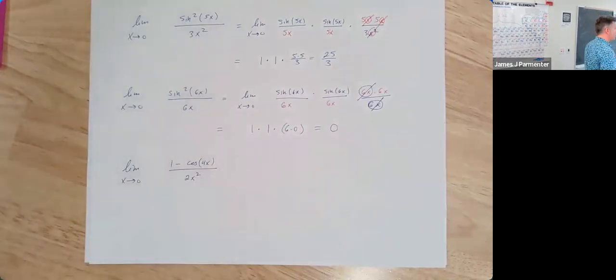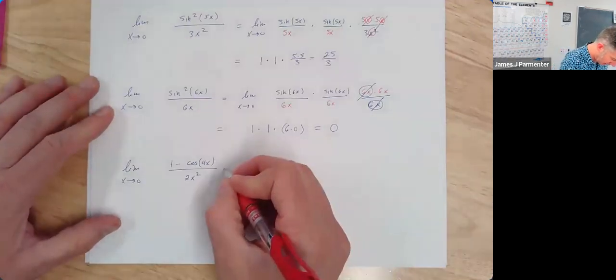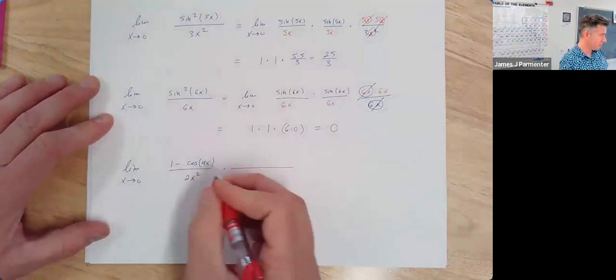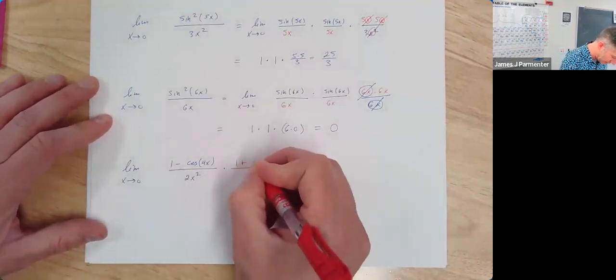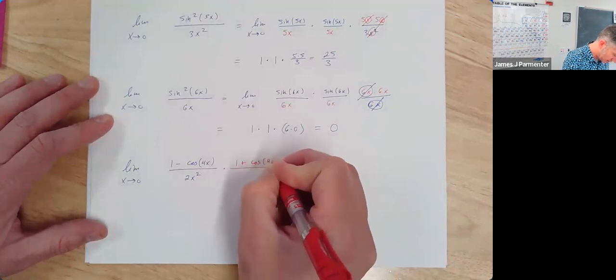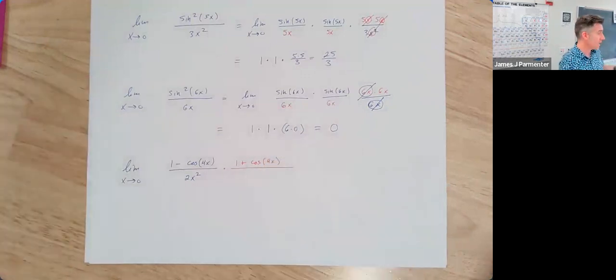When you see a 1 minus cosine or a 1 plus cosine, or later on in life, a 1 minus sine or a 1 plus sine, there's a trick. And the trick is for those things specifically to multiply by the conjugate. You'll see why in a second. So we're going to multiply this by the conjugate of 1 minus cosine of 4x, which is 1 plus cosine of 4x.